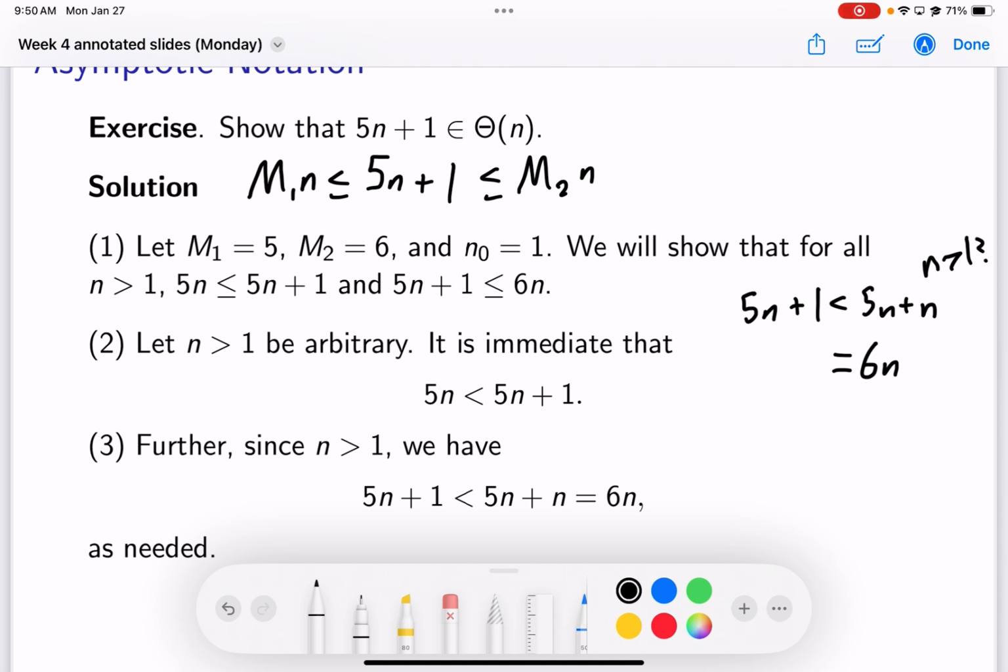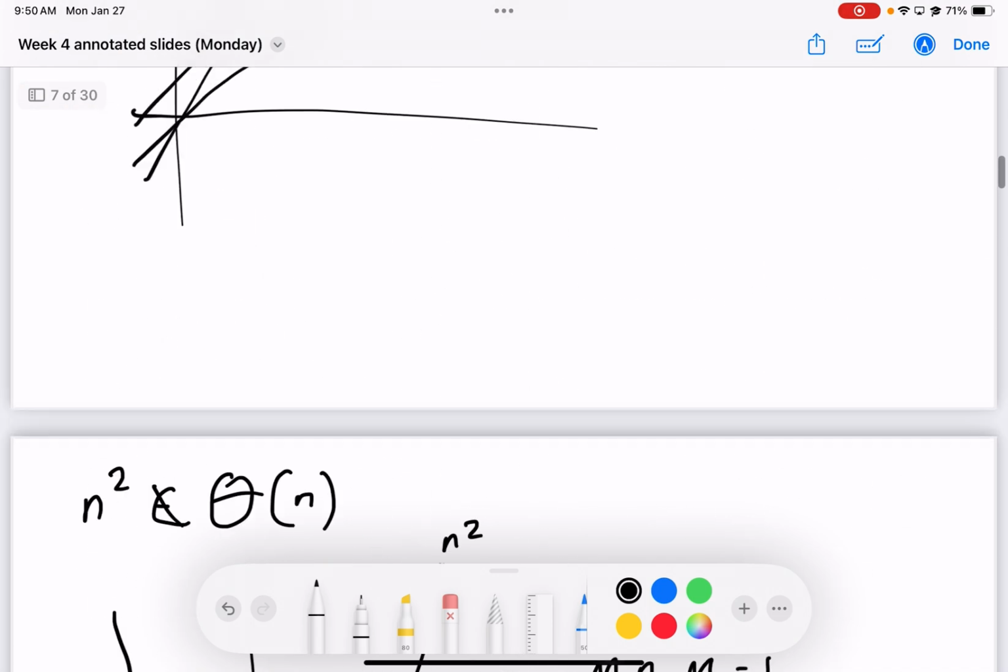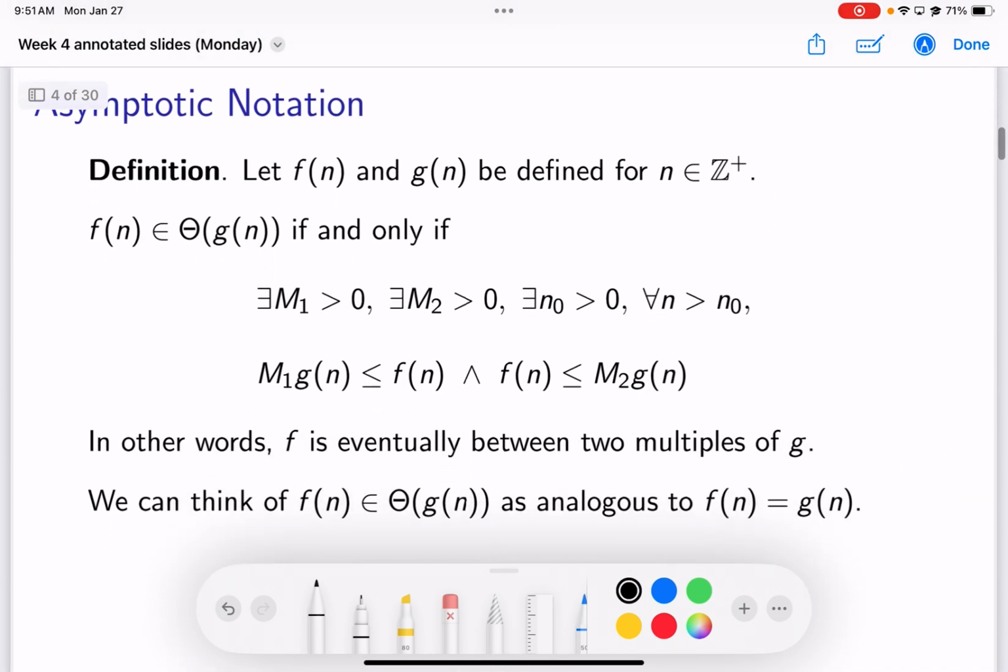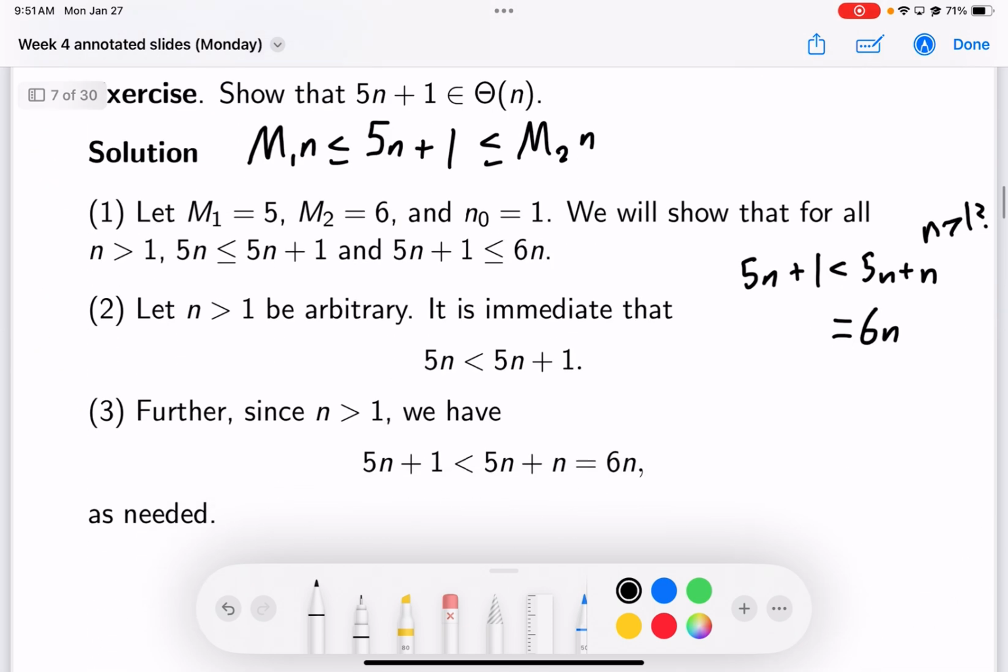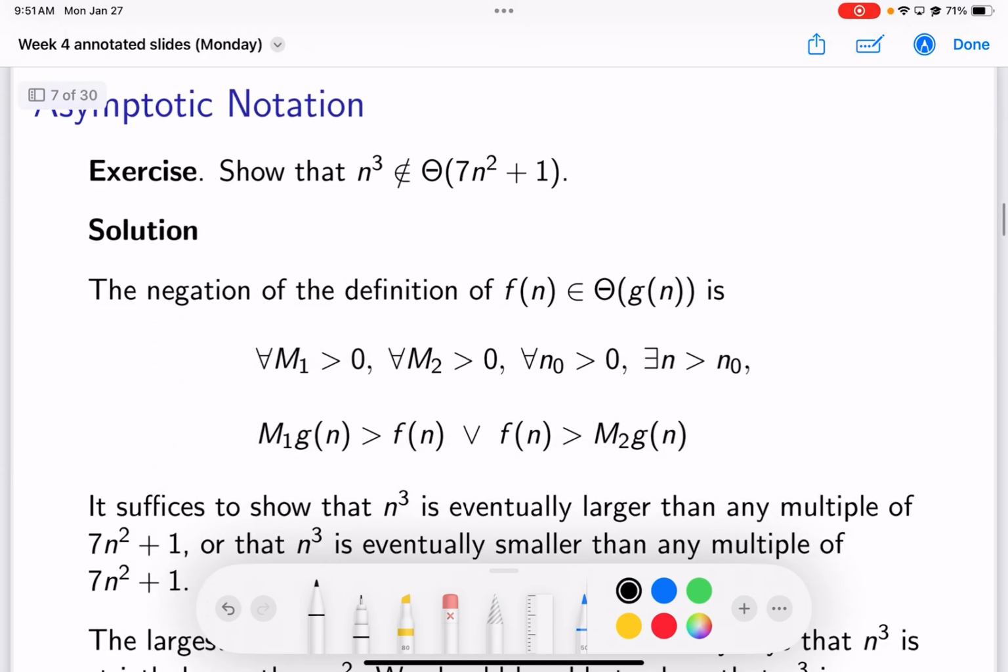So in our formal proof, we just say that. N naught, we set to 1. And recall from the definition that the inequality has to work for all n greater than n naught. As such, setting n naught to 1 ensures that n is greater than 1. And then you sort of just walk through the inequality that you just found. So that's it for that example.